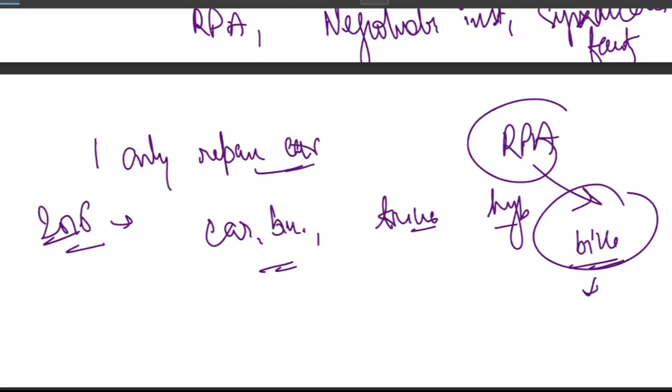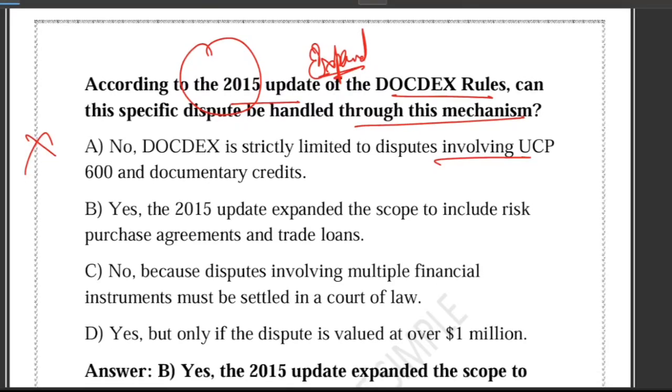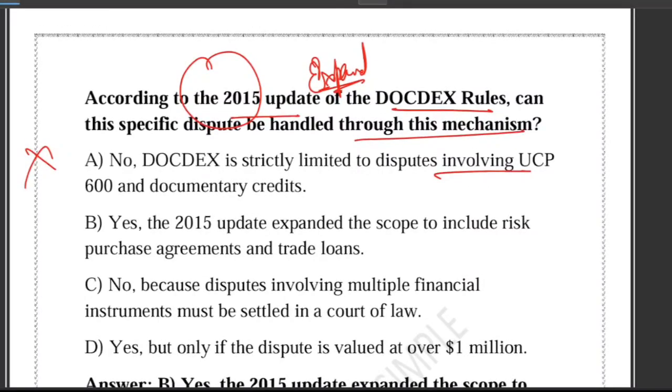Now let's look at the options. Option number A says no, DOCDEX is strictly limited to UCP 600. No, that's wrong. Why? Because that was the old version, and this 2015 update expanded the scope. And in the recently held examination, we have seen that they are mostly inclined toward asking questions related to the updates. What about option B?